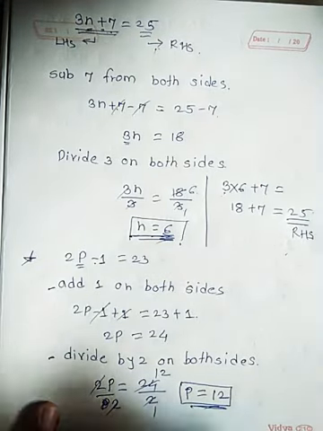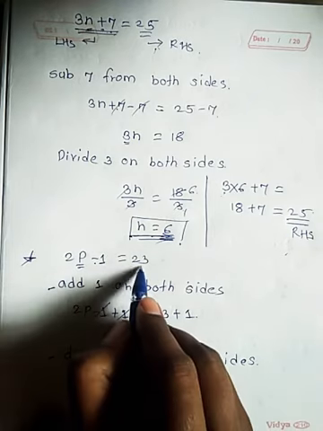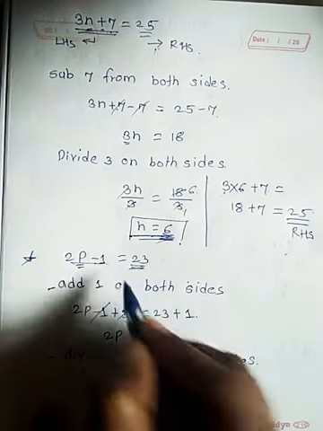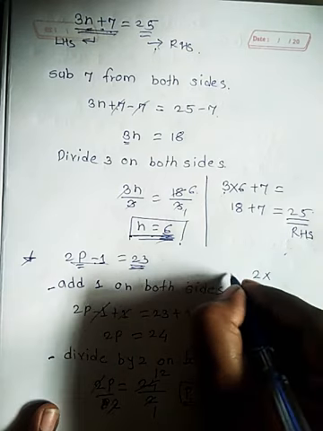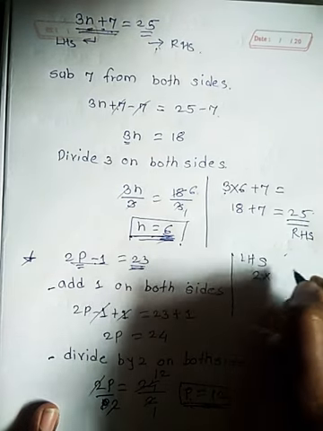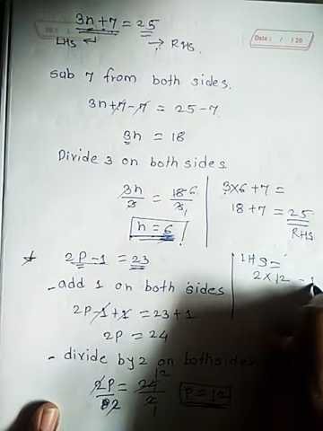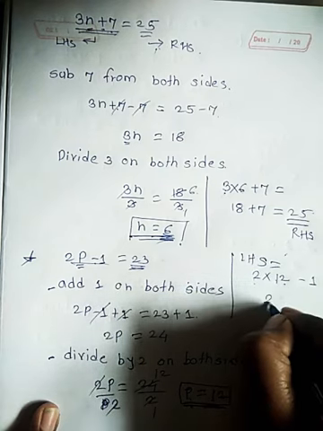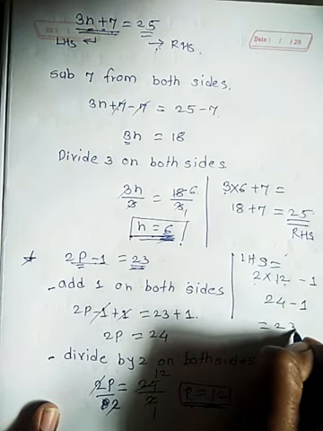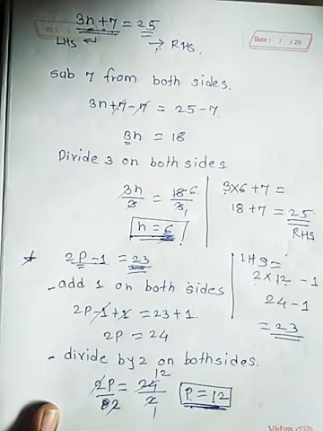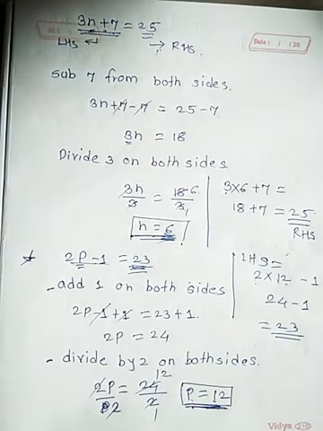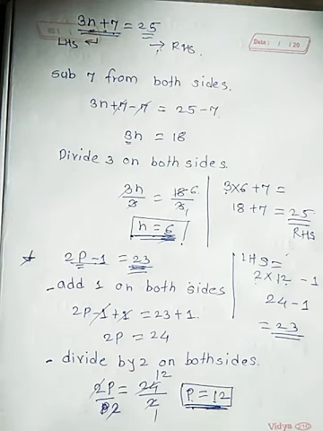Like this, if I put p is equal to 12, then we will get 23. LHS is 2 into p, which is 12, so 2 into 12 is 24, minus 1 gives 23. This is nothing but 23, the RHS. So whatever values of variables we get, if we put them in the same equation, then the equation will be satisfied. Okay.